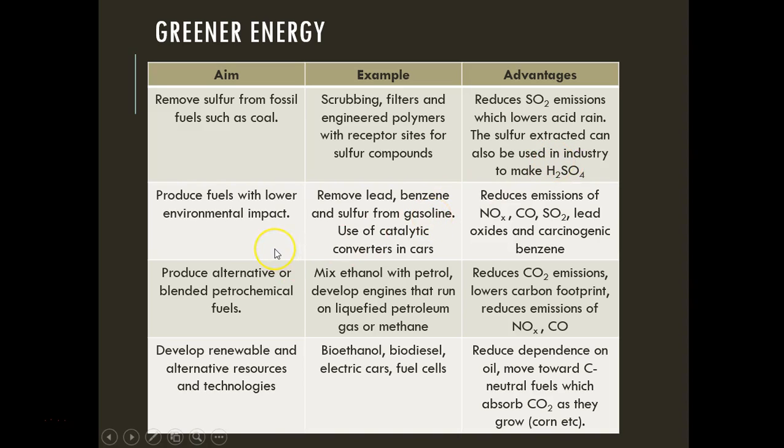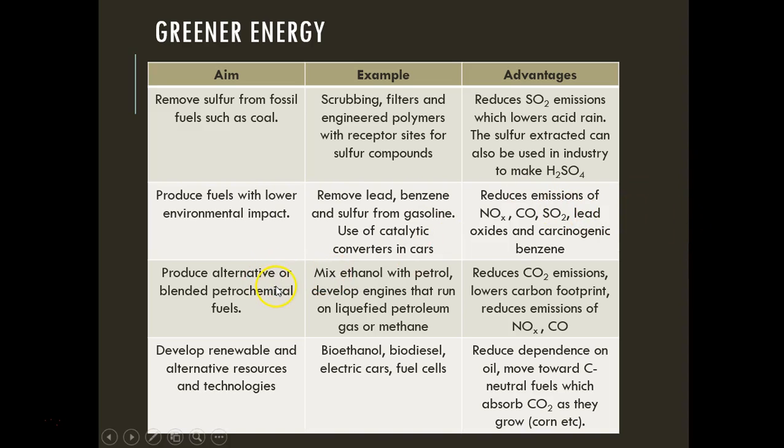Another aim is to produce fuels with a lower environmental impact, so we can remove lead, benzene, and sulfur from gasoline, and they do that through the use of catalytic converters. They do the catalytic reforming after the fuel is burned. So you get the benefit of having the higher octane rating of things like benzene, but the benzene is reduced coming out of your tailpipe because it's bad for everybody.